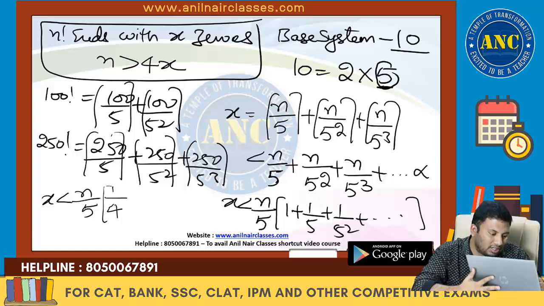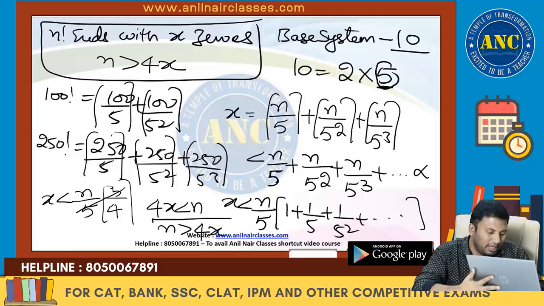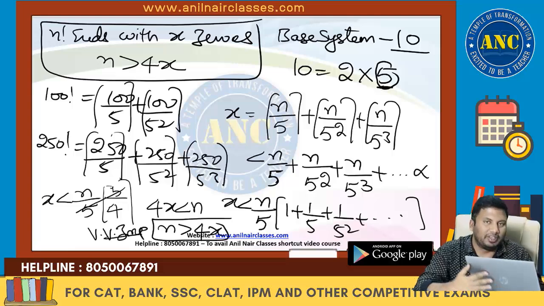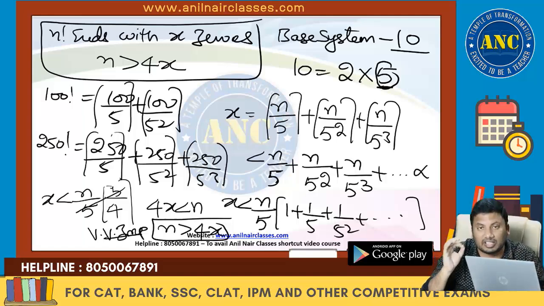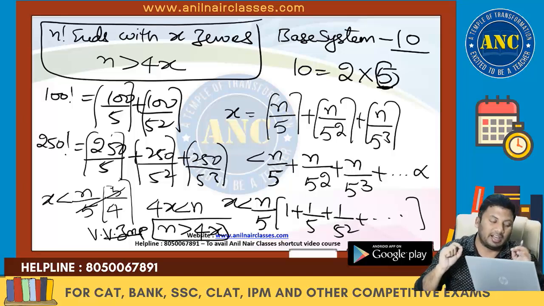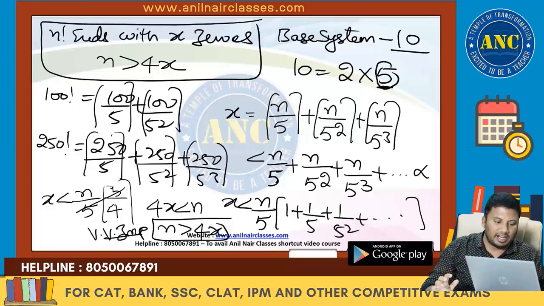So this is nothing but 5 by 4. So 4x is less than n. So n is greater than 4x. Please write down this extremely important key point: if n factorial ends with x zeros, the relationship between n and x is n is greater than 4x.